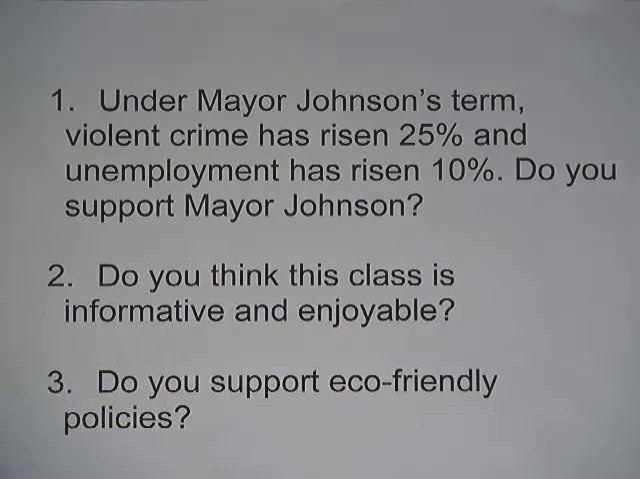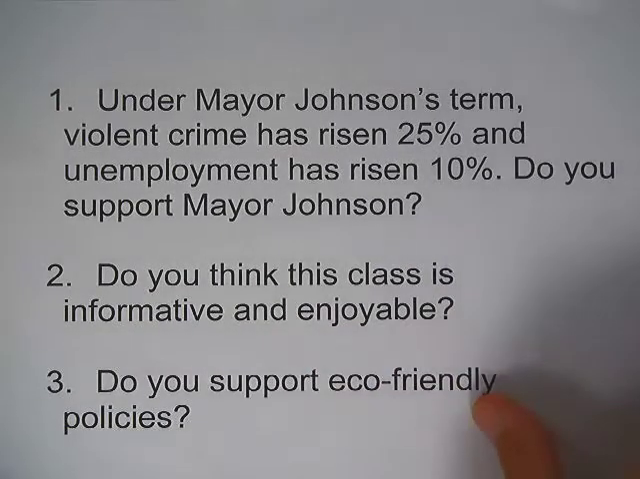So, question 1. Under Mayor Johnson's term, violent crime has risen 25% and unemployment has risen 10%. Do you support Mayor Johnson? Okay. Question 2. Do you think this class is informative and enjoyable? And question 3. Do you support eco-friendly policies? Okay. So keep those in mind.